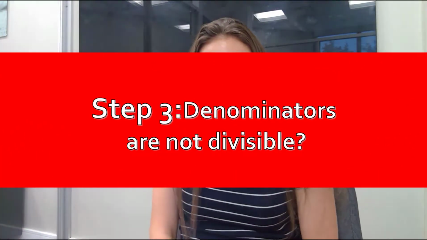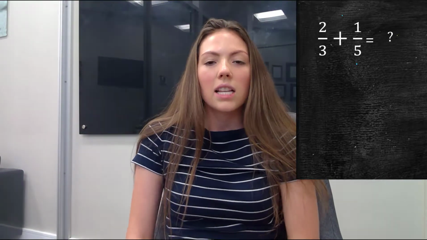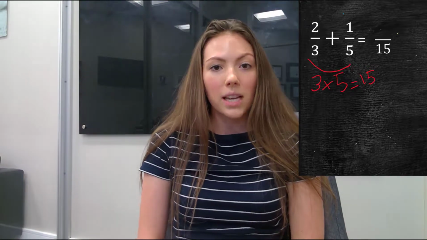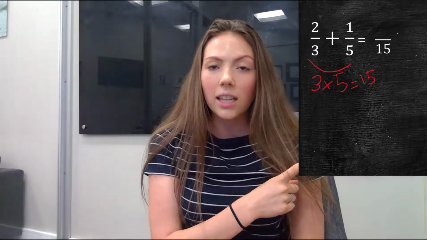So step 3 is for if your fractions' denominators are not divisible. And for example, if you have 2 over 3 plus 1 over 5. So 5 and 3 are not divisible. So in this case, you want to multiply those denominators. So 3 times 5 equals 15. That's your new denominator.